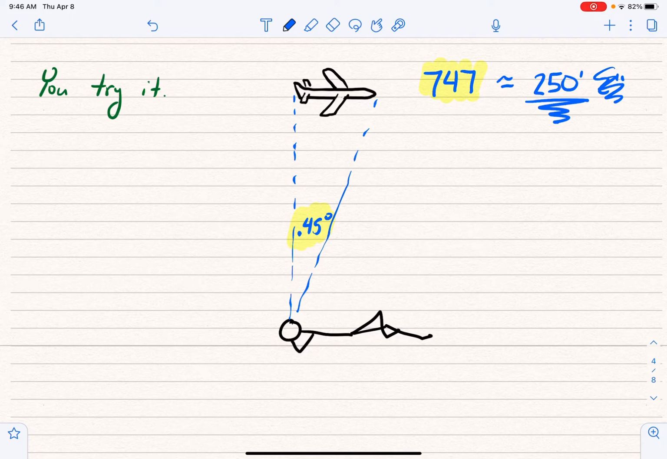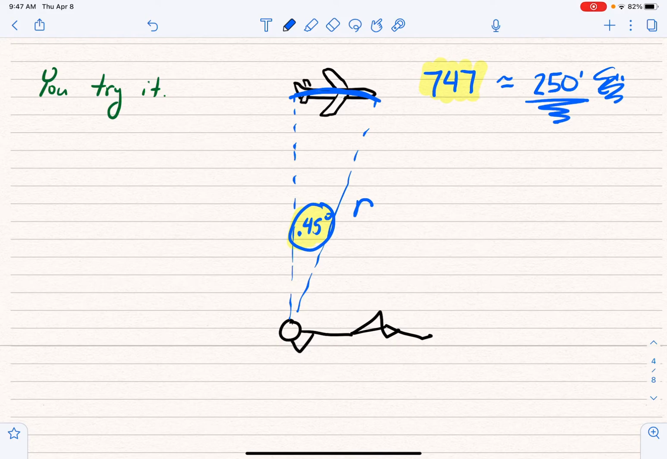Well, what you could do is think about, what are we missing? We're missing the radius, because the plane is kind of taking the spot of the arc length, which is 250. I've got the theta, but I don't have the radius. And in this case, the radius would be the altitude of the plane.